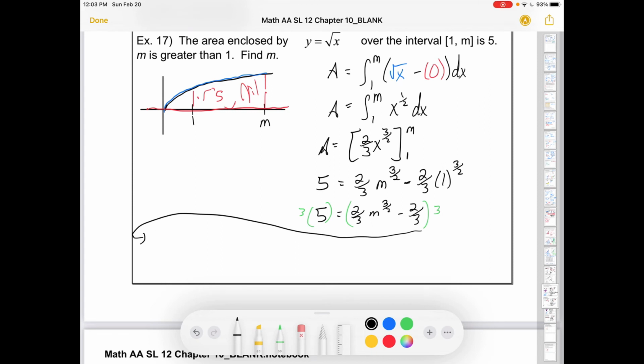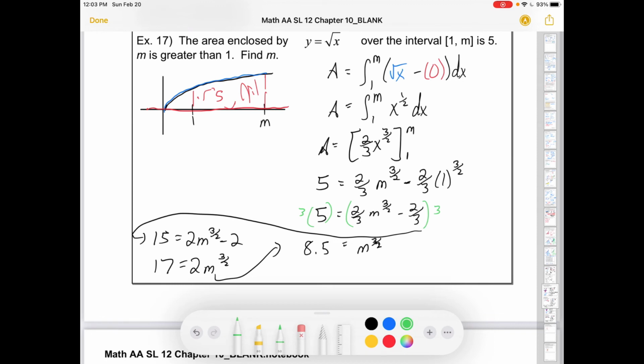So I think I'm going to need more space. So I'll move over here. I'll go 2m to the 3 over 2 minus 2. And if this is a GDC question, then at any point, you could just go to your GDC. And I can divide by 2, so 17 over 2, or 8.5, is m to the 3 over 2.